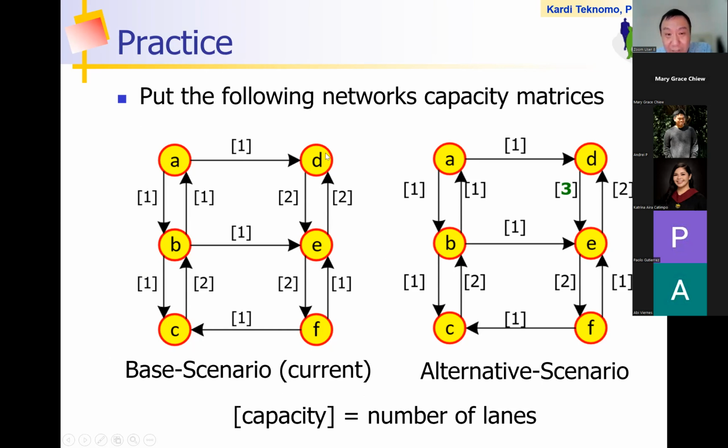Okay, and then let's improve that by increasing the number of lanes in DE. So here from two it now becomes three lanes, and the rest are the same. This is called a policy, meaning you add a policy. What is the policy? Adding one lane, in this case in link DE. So now it becomes three here.